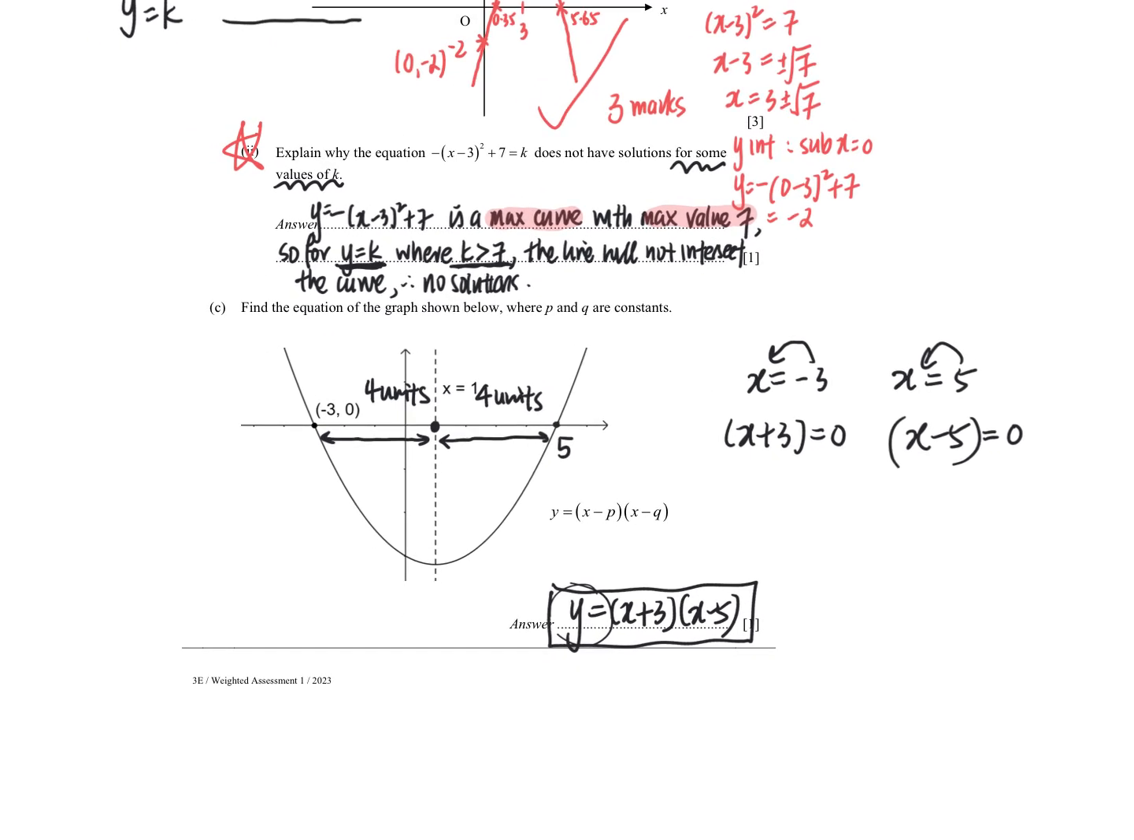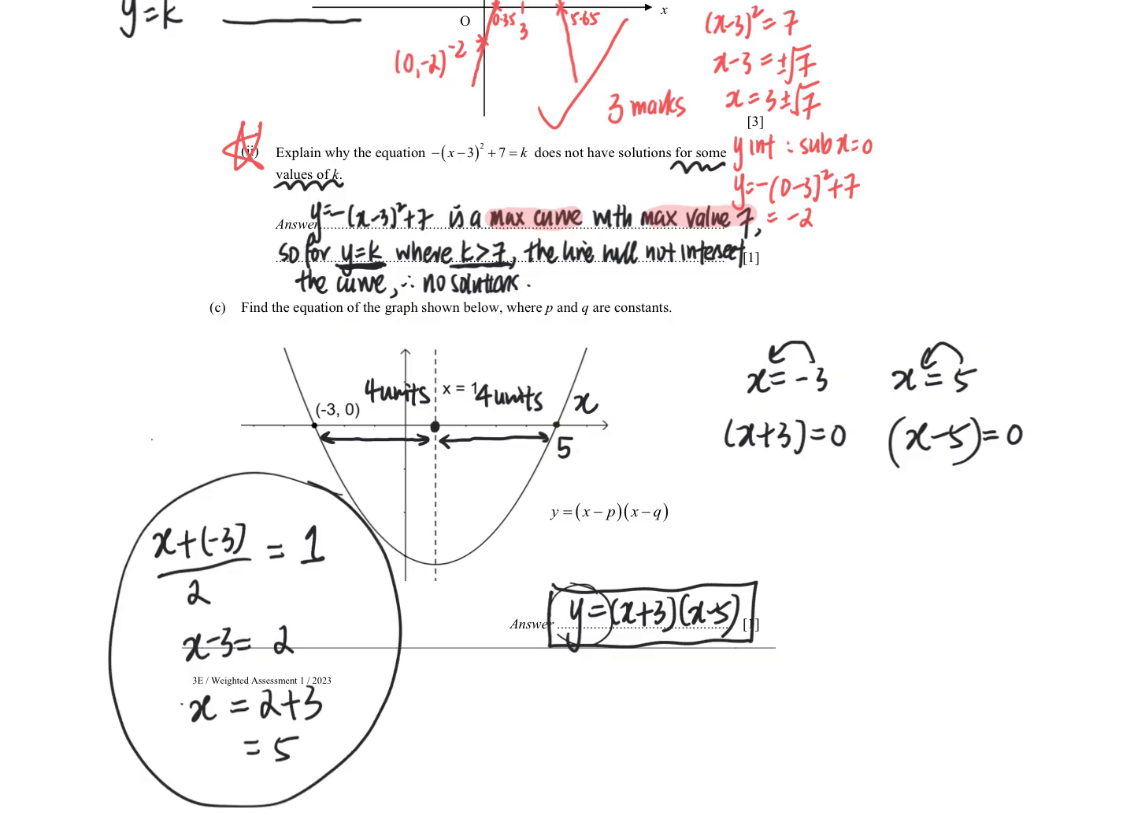Okay, so this one is quite direct. If you want to solve by intercept, you can let this be x. So x plus minus 3, divided by 2, must give me 1. Then you solve. Also okay. Okay, this one also fine. You see what you want to do. Line of symmetry.